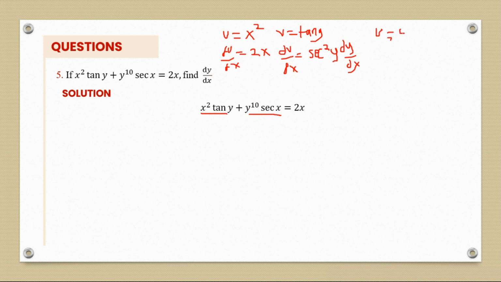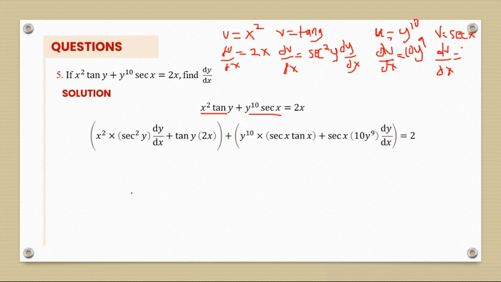Then also right here, for this pair, we're going to let u be equal to y power 10. So du dx shall be equal to 10 y power 9. Then we're going to let v represent sec x. So dv dx shall be equal to, I believe the answer is sec x tan x.